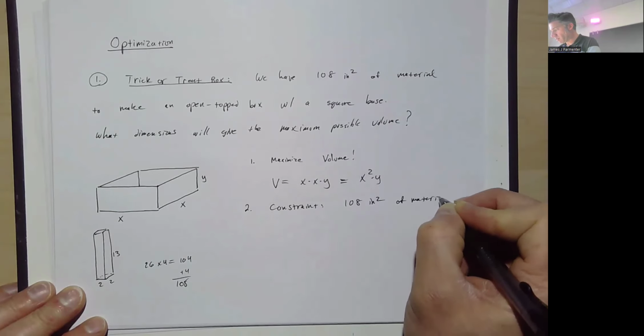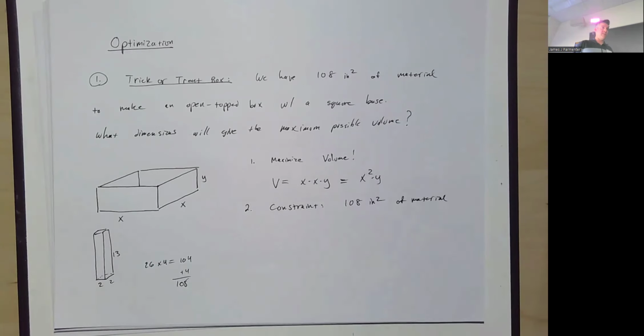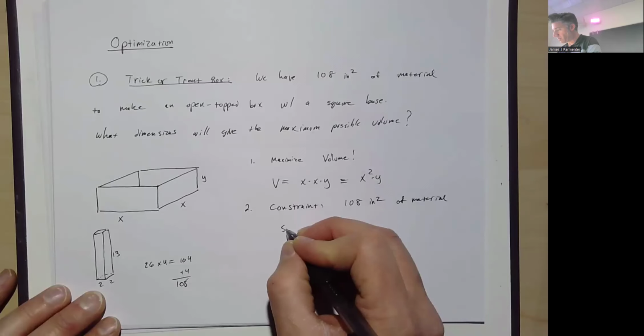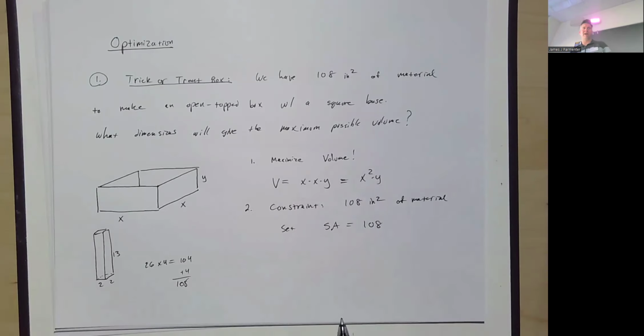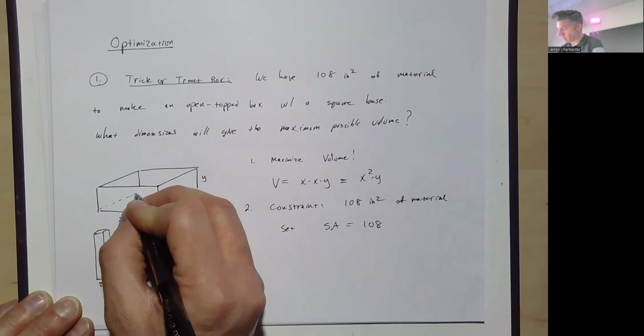Now, we want to translate that constraint into an equation. When they talk about how much material you have to use, what they're really talking about is how much surface area you can have in your shape or your construction. So in this case, the surface area of this box should be no greater than 108. Now, it wouldn't make sense to use less because you could have made it bigger by using more. So we're going to set the surface area equal to 108 square inches. But we should actually write the equation for the surface area. So let me draw the behind the scenes part of this box here.